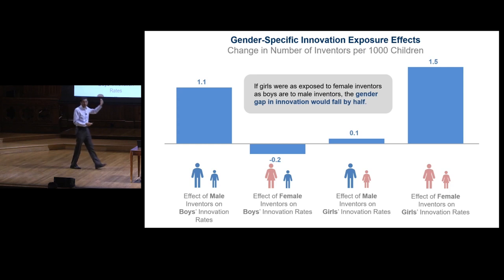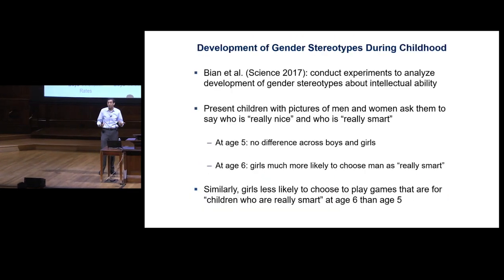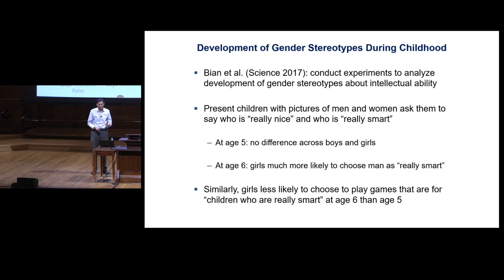So these differences in terms of who kids are exposed to are quite important in driving the patterns that we're seeing in the aggregate. Okay, now to go a little bit further and think about what might be driving that, further evidence supporting this view that it's about aspirations and what types of paths kids choose to pursue, there's a nice paper by Bian et al. in Science from a couple years ago where they conduct experiments to analyze the development of gender stereotypes about intellectual ability. This is like a lab experiment at a smaller scale that allows you to get at mechanisms in maybe a little bit more precise way.